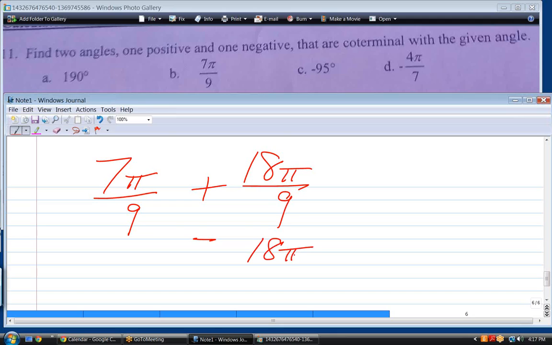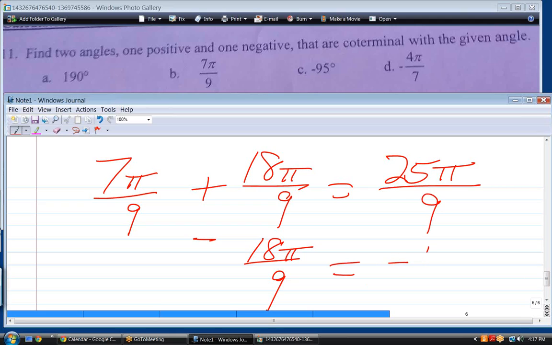Same thing. So what's this one equal to? 25 pi over 9. That's the positive one, and this one is? -11 pi over 9. Good. Neither one of those can be reduced.